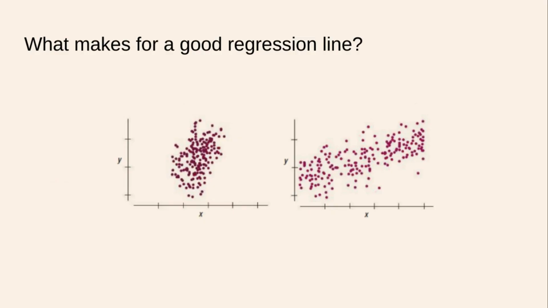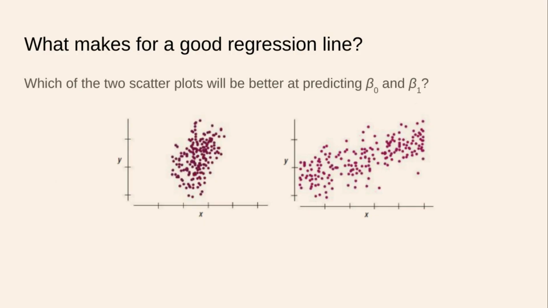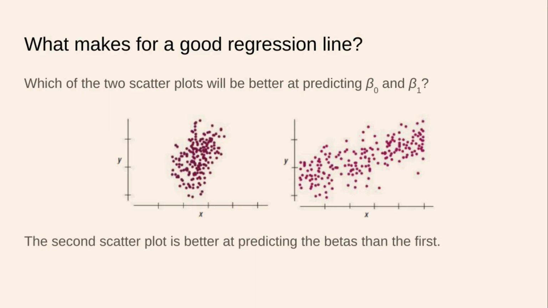Now we got to talk about these two plots right here. Which of these two scatter plots do you think would be better at predicting beta naught and beta 1? Well, if you tried to draw a regression line through this plot right here, how would it look? Would it look horizontal? Would it look almost vertical? It's hard to tell because this is just a blob of statistical chaos. This seems to follow a pattern. This plot right here would be better at predicting beta naught and beta 1. The second scatter plot is better at predicting the betas than the first.